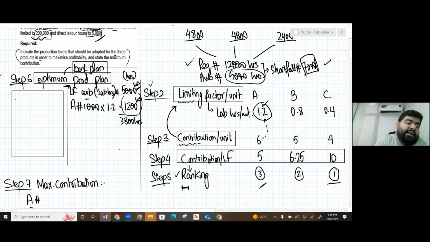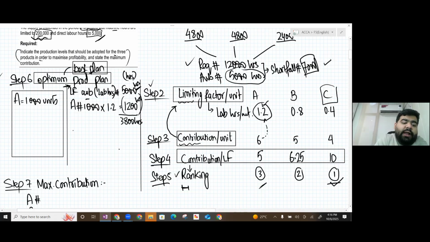So you will write in the plan that we can make 1,000 units of A. Now the second point. There is no other policy that says make B or C first, so now we'll focus on the ranking. According to ranking, which product do we have to make first? C. We have to make C first.